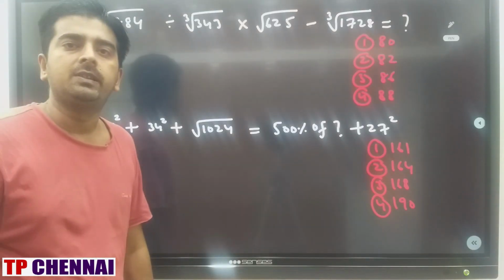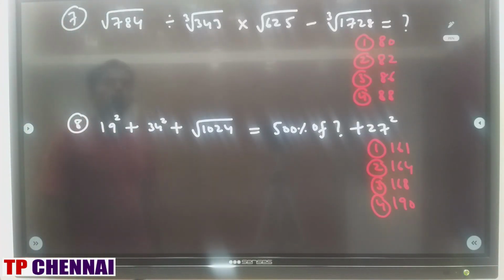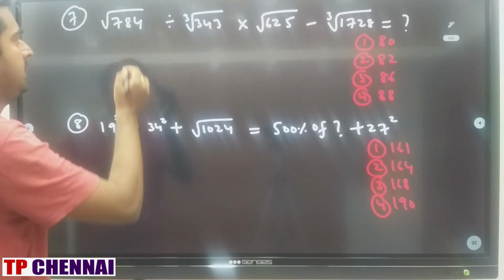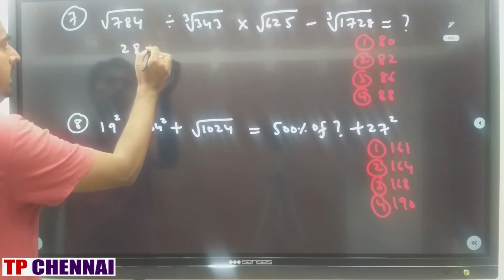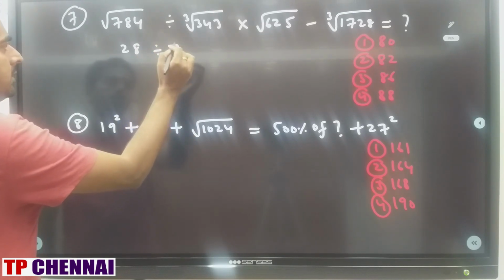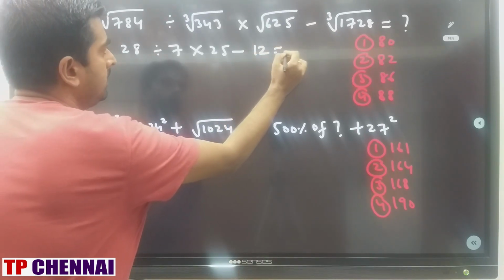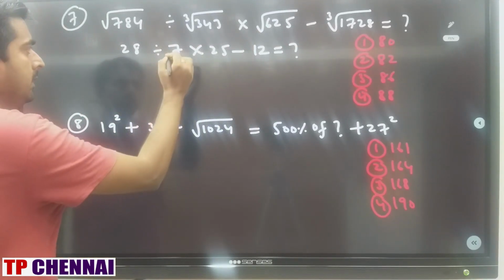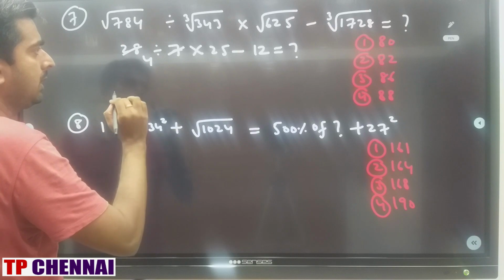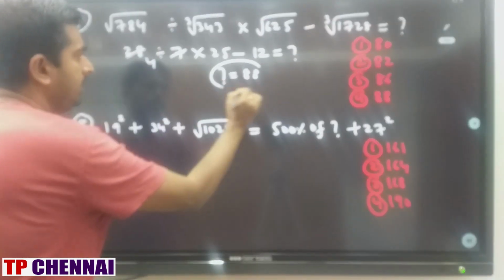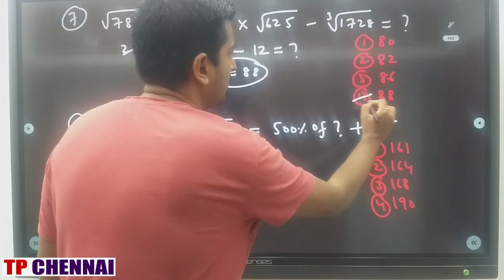So I hope you are clear with sixth one. Now we'll see seventh one. Square root of 784 divided by cube root of 343 into square root of 625 minus cube root of 1728. All are related with square and cube. This is how much? 28. This is how much? 7. This is how much? 25. This is how much? 12 is equal to question mark. 7 4s are 28, 4 into 25. 100. 100 minus 12. What is the answer? 88, which is fourth option.